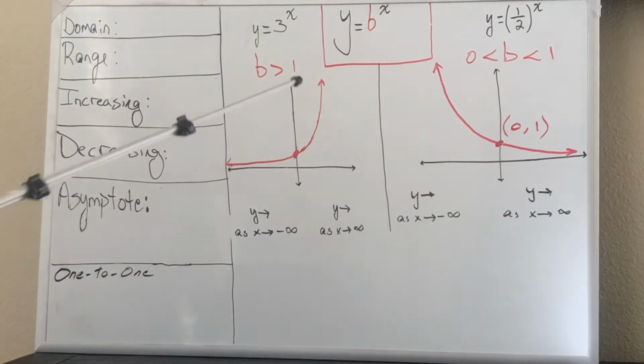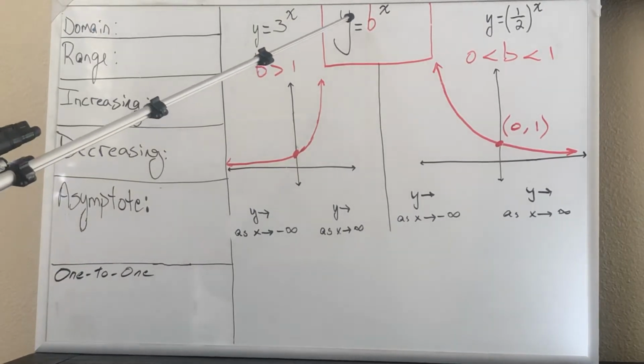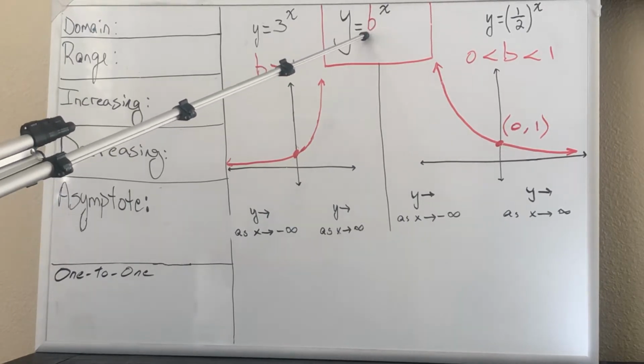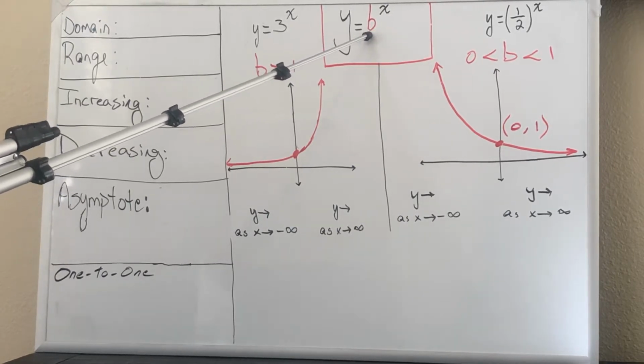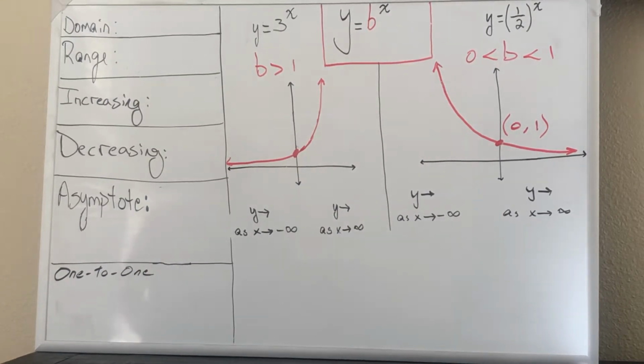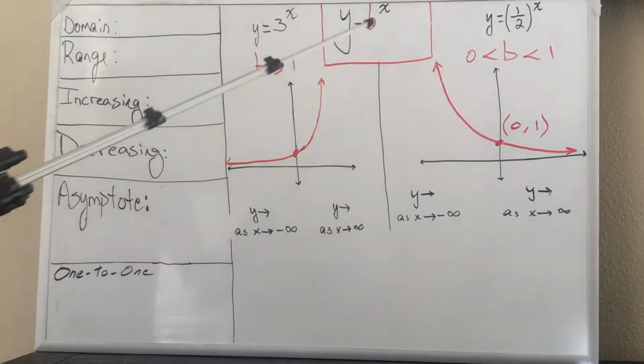A function of the form y is equal to b to the power of x, where b, the parameter, is a positive number not equal to 1, is called an exponential function. Now, an exponential function comes in 2 types, an increasing and a decreasing type. The type depends on the value of b.